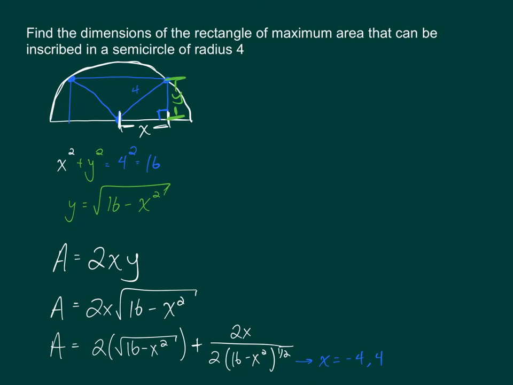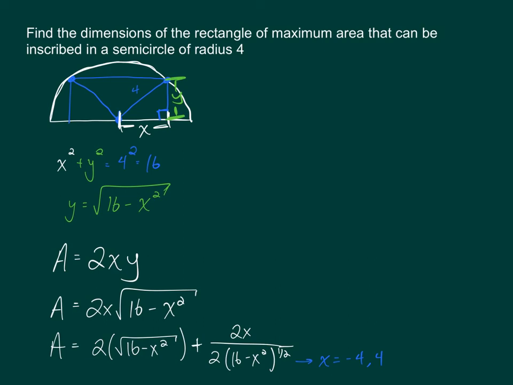So we can't use -4 or 4, and since we're talking about distances here, we're trying to find the distance of a base and a height for a rectangle, we're not going to be using -4 anyway. So we have a chance of using +4. Let's actually set this thing equal to 0 and see what answers we get here.